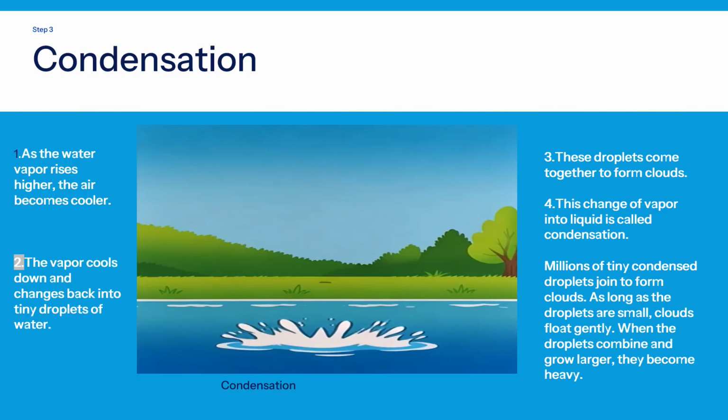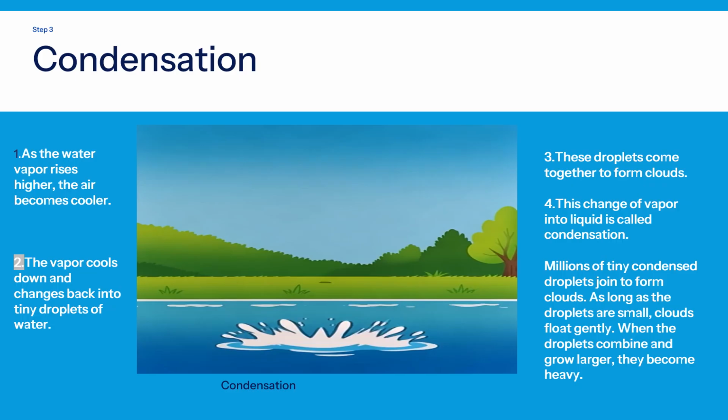Now, condensation. As the water vapor rises higher, the air becomes cooler. The vapor cools down and changes back into tiny droplets of water. These droplets come together to form clouds. This change of vapor into liquid is called condensation.